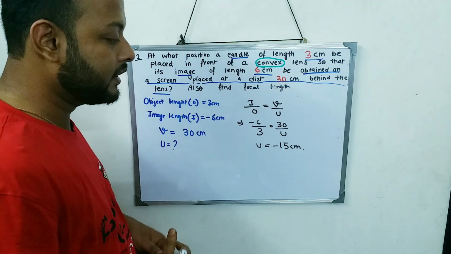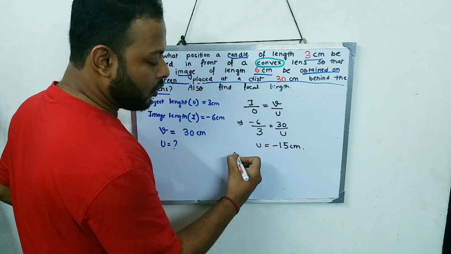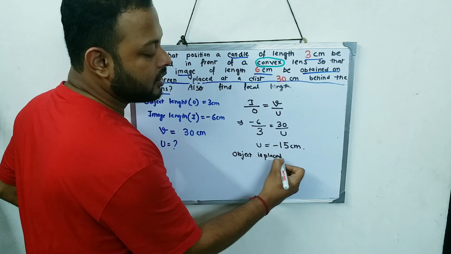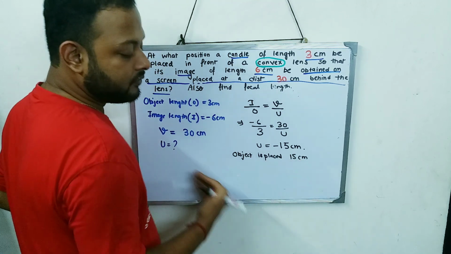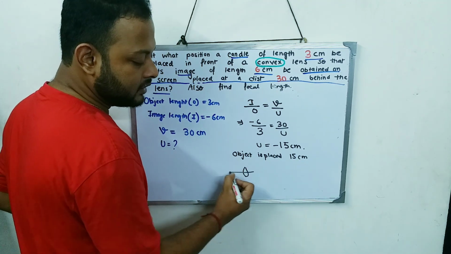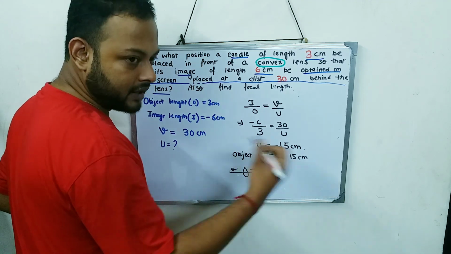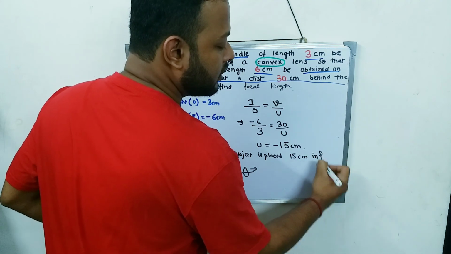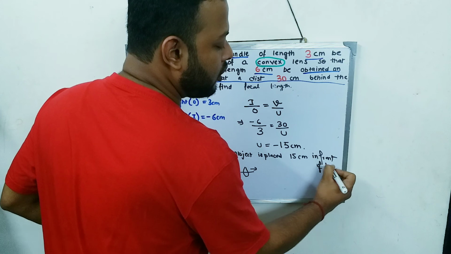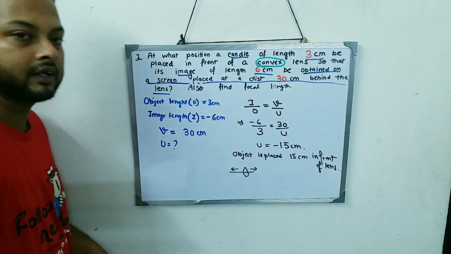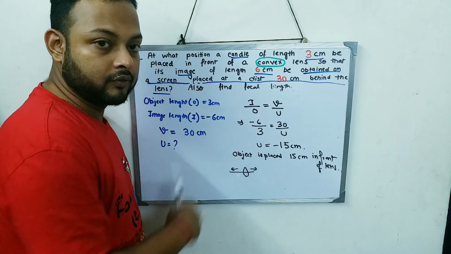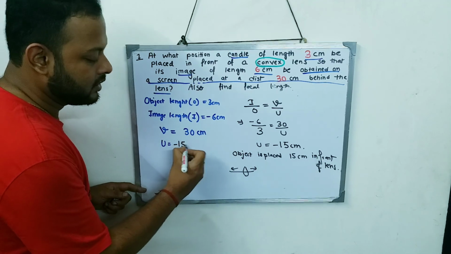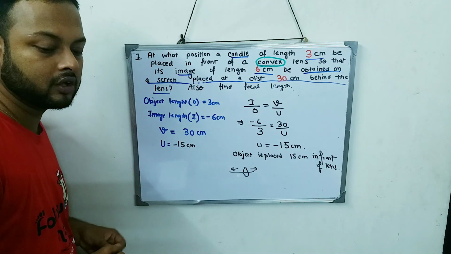After this you have to write: object is placed 15 centimeter in front of the lens. If this is my lens, this is the front part of the lens and this is the back part, the behind part. So object is placed 15 centimeter in front of the lens. Clear? So I got the value of U also. U is equal to minus 15 centimeter, which I just now solved.